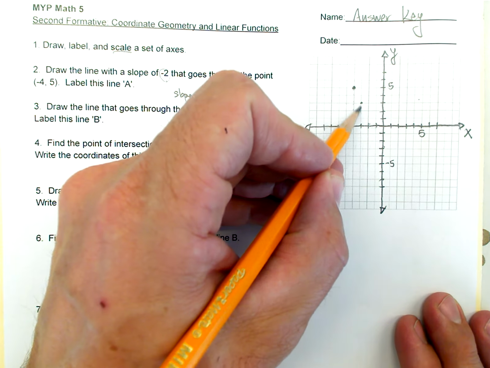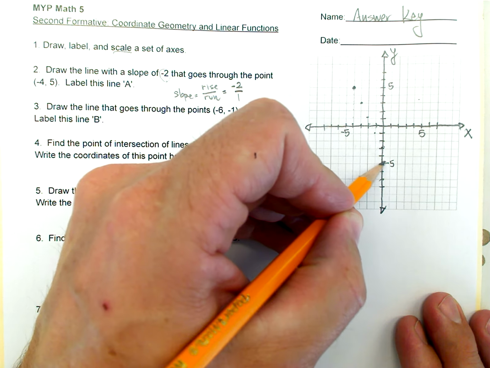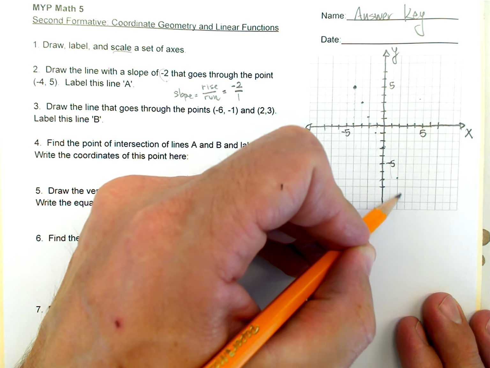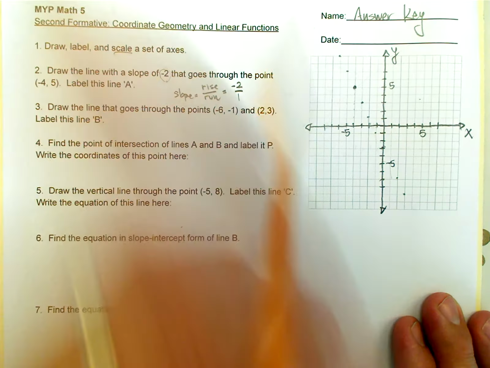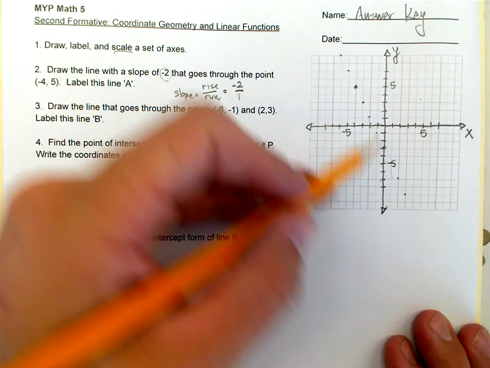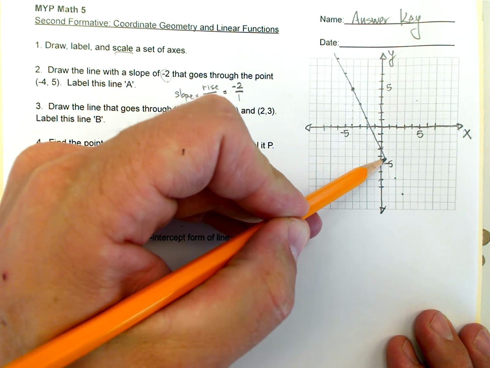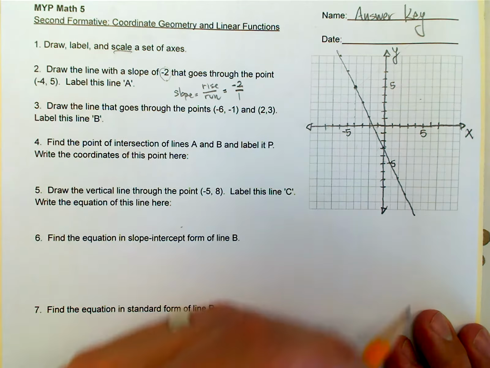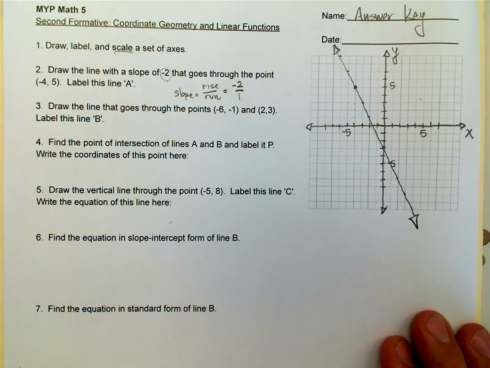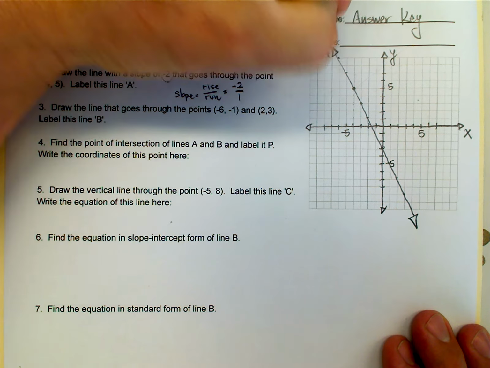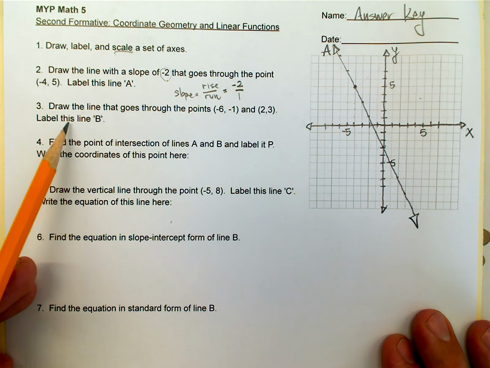Another thing I like to do is keep going down 2 over 1, down 2 over 1, down 2 over 1. I like to fill up the whole space. I can go up 2 over 1 the other way with all those points, and that really defines the entire line. Then I can just draw the line through those points. I'll put arrows on the ends to indicate that it goes on forever in both directions, and I'll label that A as directed. And then I'm on to number 2.